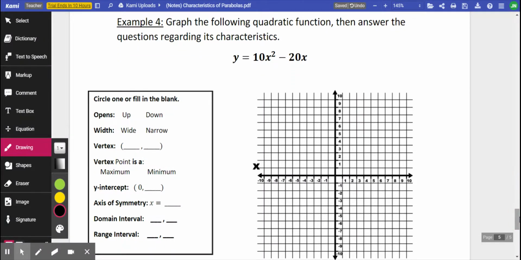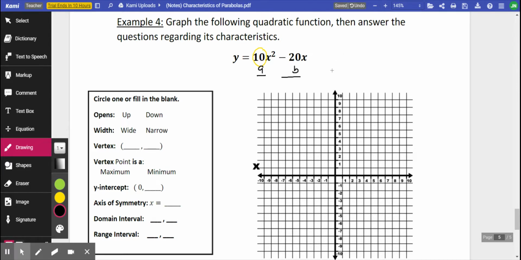Example 4. Last one, just so I can speed it up and call it a day. Graph the following quadratic function. So in this case, let's look at the value of a. There is an a, right? This is my value of a. My value of b is -20, but there is no c. So that means that c equals 0, or it's basically gone.